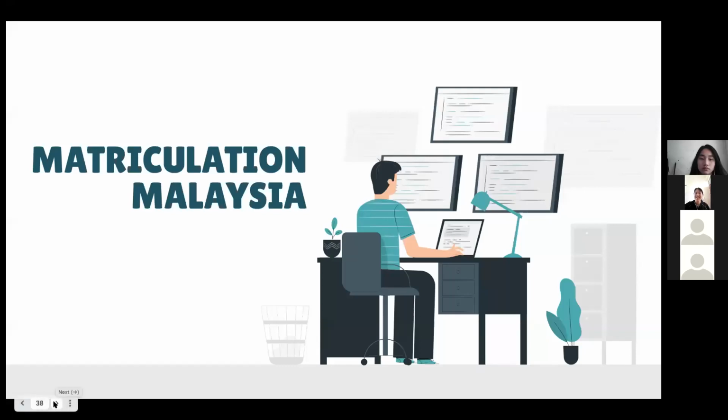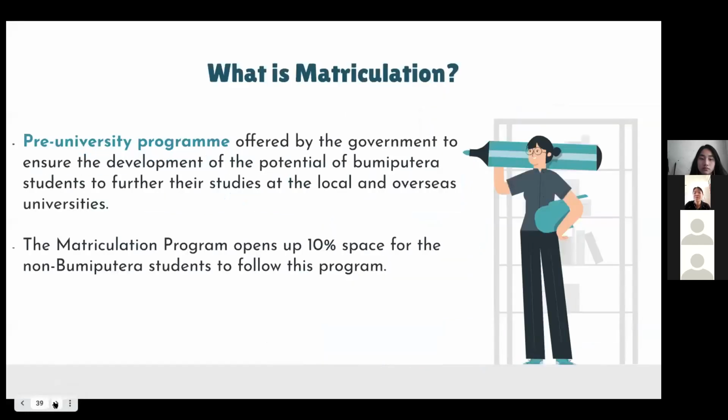All right. Hi, everyone. I'm Kazia, and I will be sharing about Matriculation Malaysia. So next. What is matriculation? Well, matriculation is a pre-university program offered by the government, a local public pre-university program by KPM.